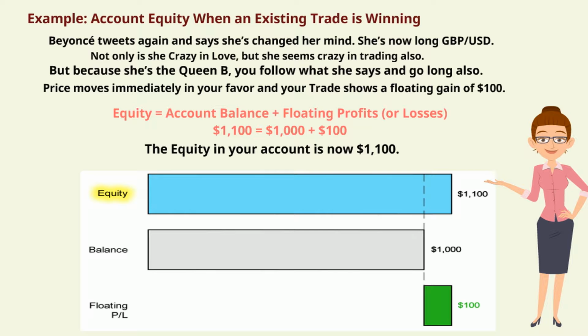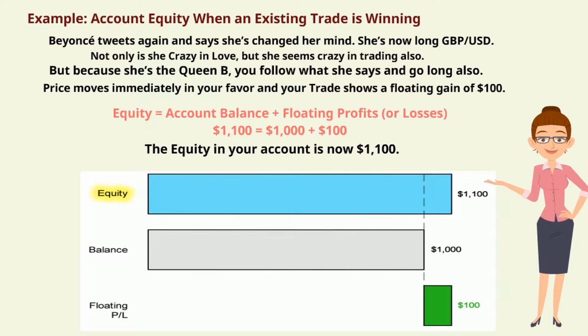Not only is she crazy in love, but she seems crazy in trading also. But because she's the queen bee, you follow what she says and go long also. Price moves immediately in your favor and your trade shows a floating gain of $100. Equity equals account balance plus floating profits or losses. So in this way the equity in your account is now $1,100.